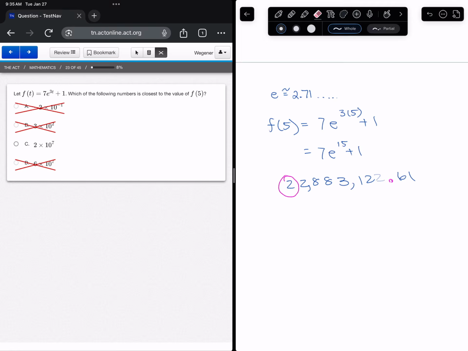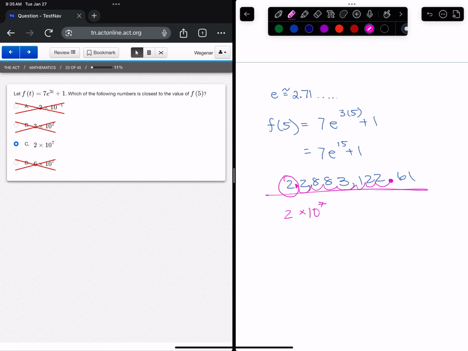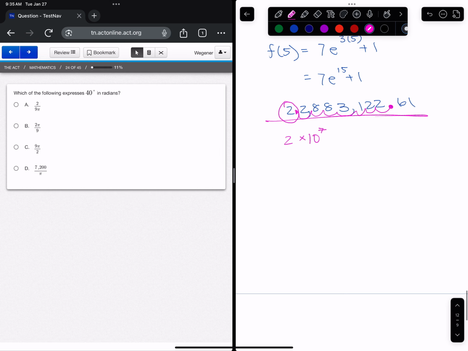So we have 1, 2, 3, 4, 5, 6, 7. So this big number is the same thing as 2 times 10 to the power of 7. Okay, that's what we do when it's really big. We use an exponent. So the answer here is C. All right, let's move on to the next one.